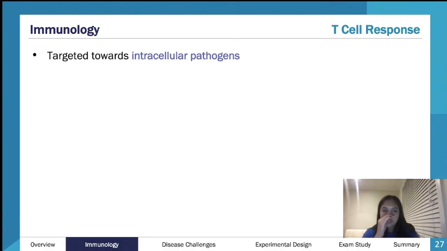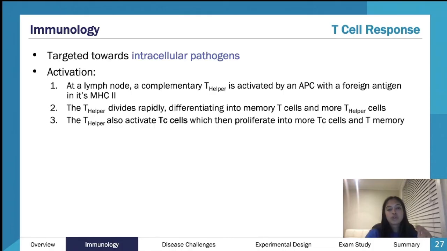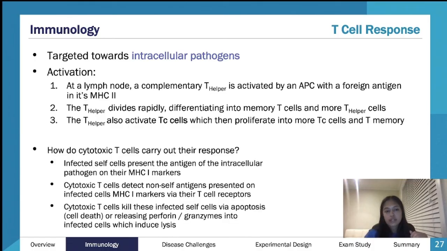So T cell responses are targeted towards our intracellular pathogens. So again, think of our viruses, our cancers, stuff like that. So you're at a lymph node, your APCs come along, T helper cells activated. That activates itself really, and it divides, and it creates your memory T cells and your T helper cells. Memory T cells, exactly the same. I will say VCA always talks about memory B cells. They never really talk about memory T cells, but they have the same job. And then your cytotoxic T cells will obviously proliferate as well.